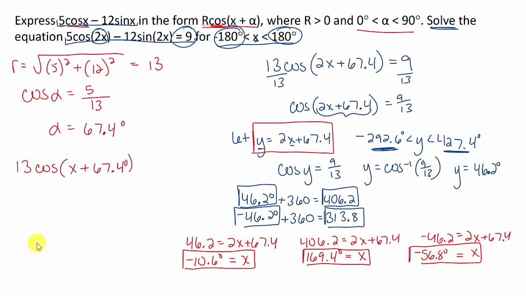And I'm going to work over here, and I'm going to do the same thing for the 313.8 is equal to 2x plus 67.4, and then solve for x, and x is going to give me 123.2 degrees. And I want you to notice that all of these are x values, and all of these values are between negative 180 and 180. So it worked out that I got all of my answers within the right values, okay? And we did that because we adjusted the domain.